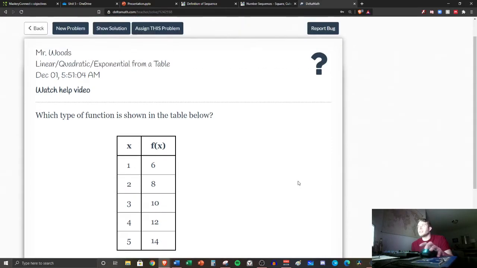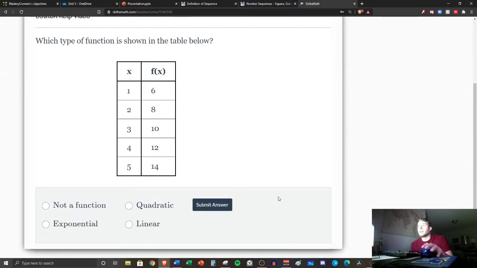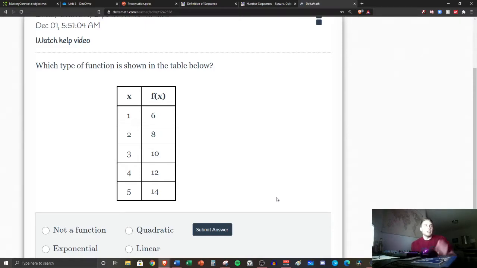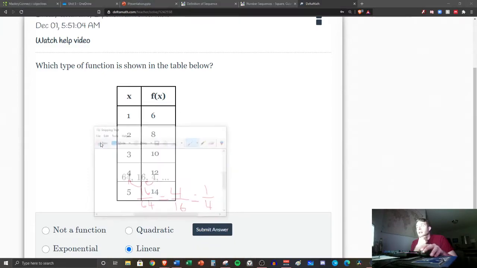So I want you to look at this. This is the next section in Delta Math that you're going to have. Okay? So I'm going to pause the video, and you have to pick what type of function this actually is. We have not a function, quadratic, linear, and exponential. And you'll have to do this on your Delta Math, but we're going to start with this example. So I'm going to pause, and you are going to pick the answer that you think it is. Okay, so you have picked an answer, and you should have picked linear. Let's talk about why.